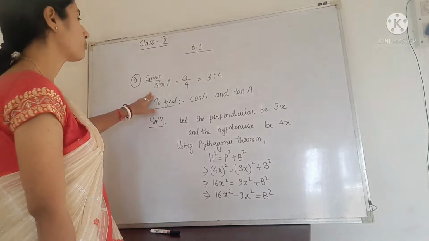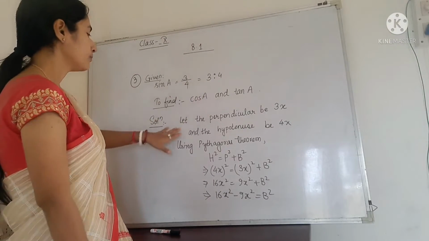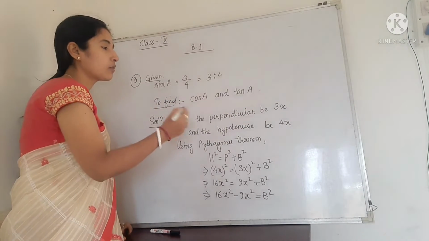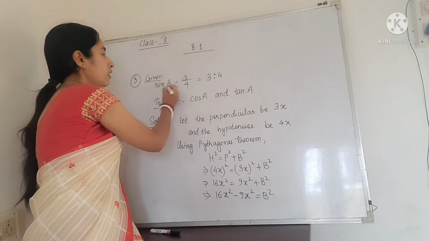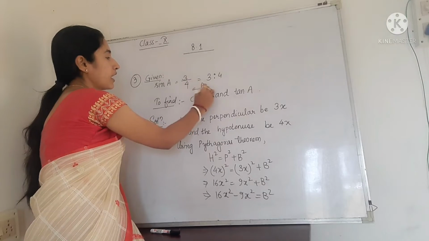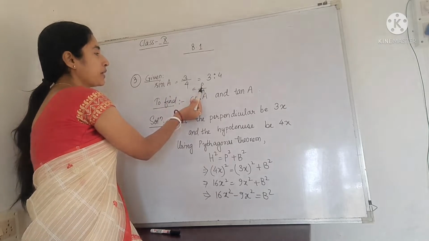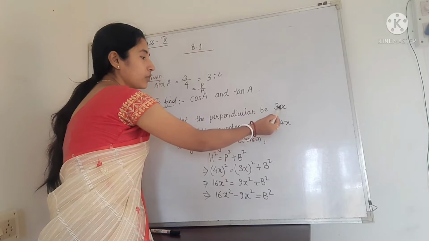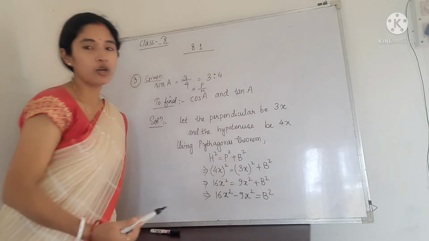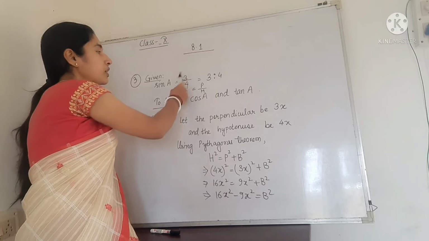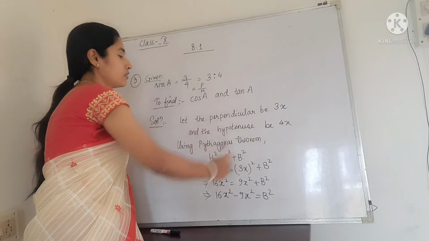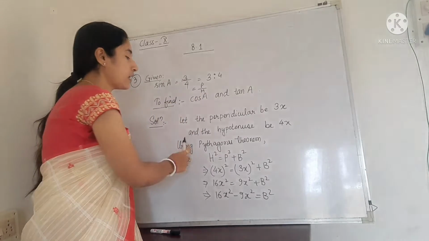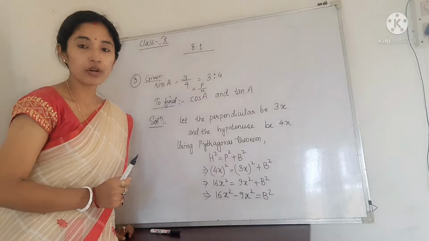From the given condition, we can write: let the perpendicular be 3x. Why am I writing the perpendicular as 3x? Because sin A is p by h, we know this. So the perpendicular will be 3x. This is a multiple of a variable; we multiply 3 with a variable to get the perpendicular. If something is given in ratio, then we can write it like this. Similarly, for the hypotenuse, 4 is in the denominator, so the hypotenuse will be 4x.